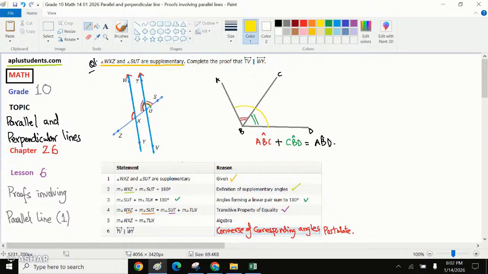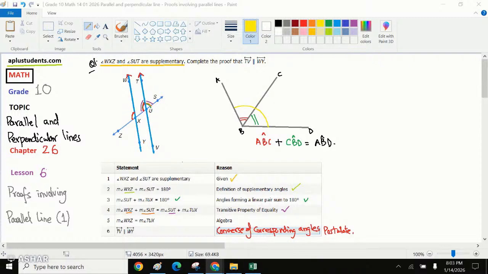So we just need to define what exactly the property is over here. We are looking into just one property for now, that is the converse of corresponding angles. Okay, moving on to the next question.